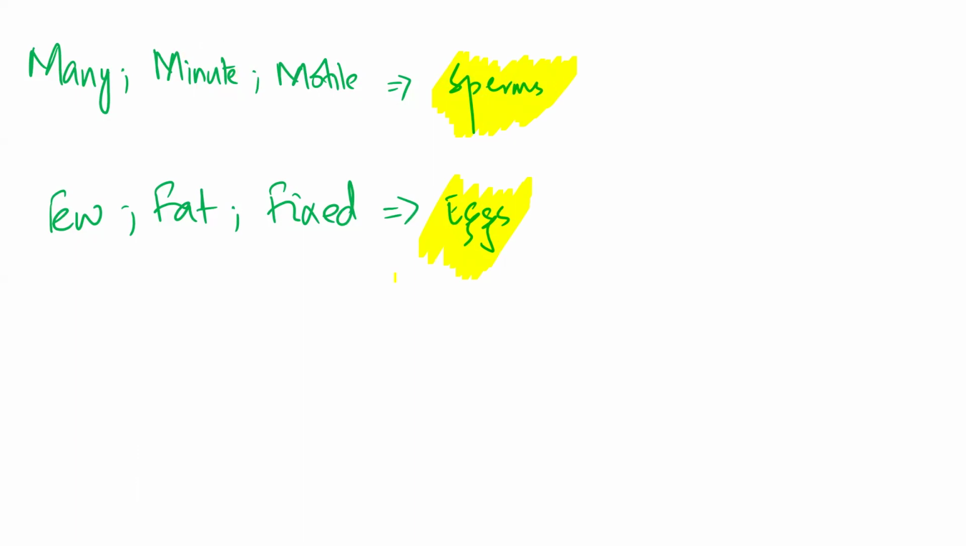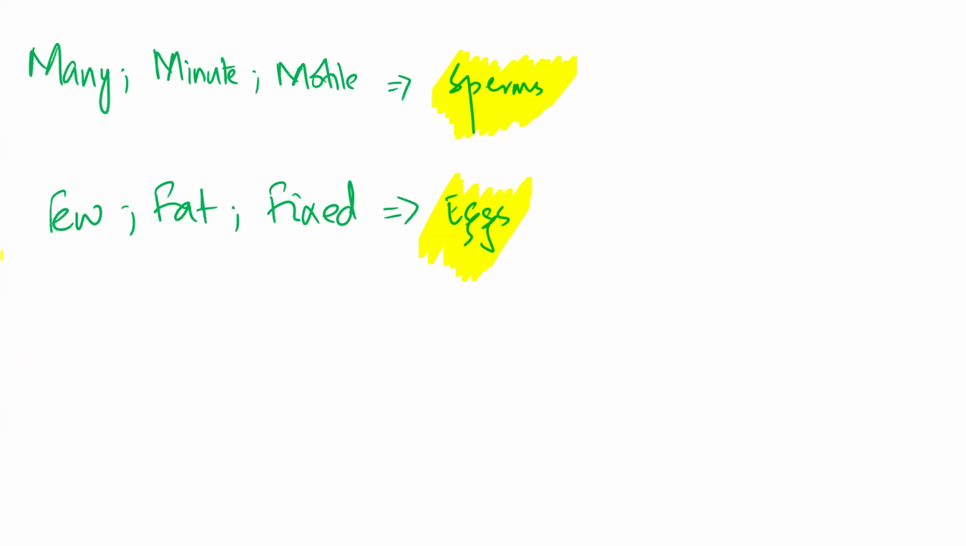ठीक है बच्चों? जी sir. सर एक चीज बता सकते हैं आप दोबारा? समझ थोड़ा सी नहीं आई. हाँ, ये mnemonic बना हुआ है ना. Sperms are many, millions of them. So many sperms are made in one ejaculate. One ejaculate may have millions of sperms. So sperms are many, minute means very small, and motile means they can move. And few, fat and fixed are the eggs. Okay, sir. समझ आ गई.